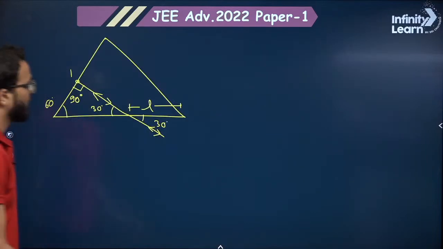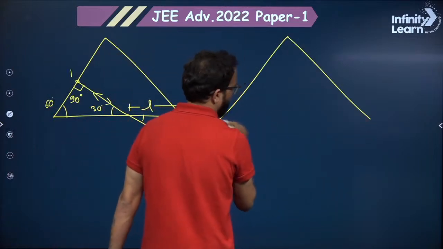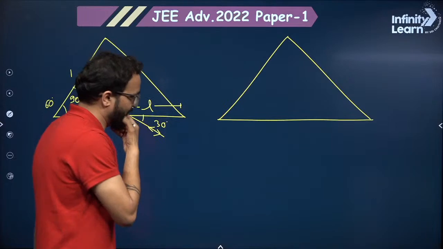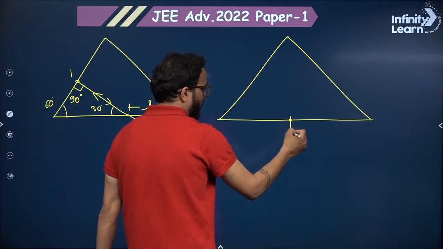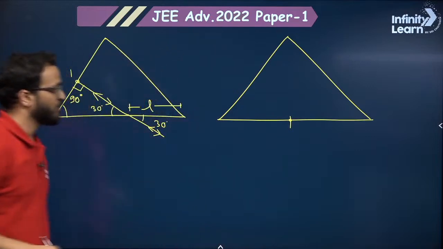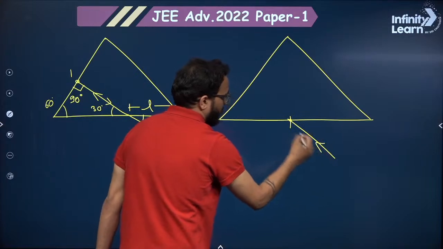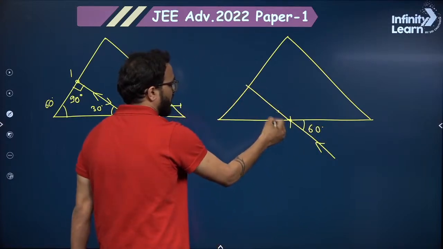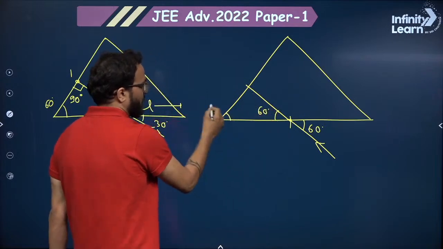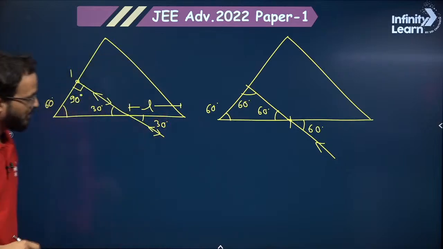Let me redraw and tell you again. See, here it is like this. Okay, let's talk about this point L/2. Suppose L/2. And it enters at 60 degrees, right? It enters at 60 degrees. So obviously this will be 60 degrees, this is 60 degrees, so this will be 60 degrees, got it? Right?